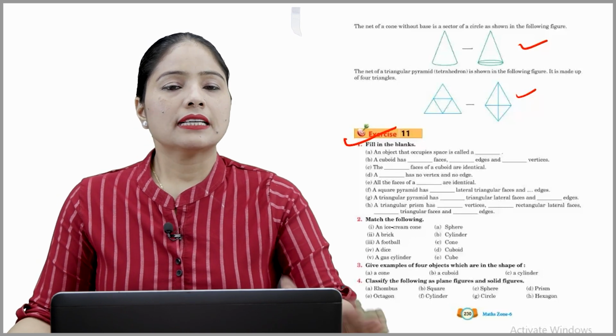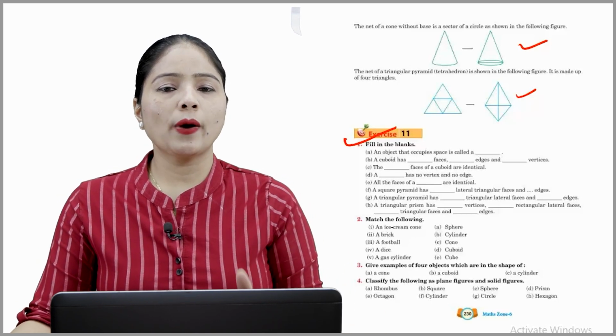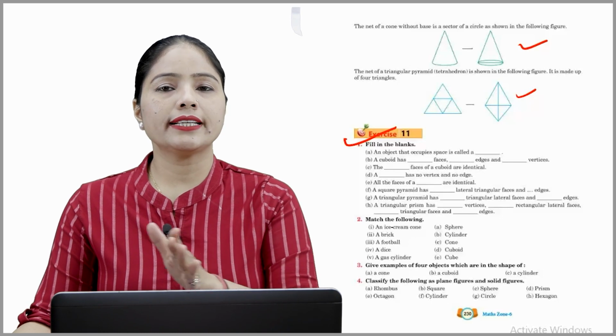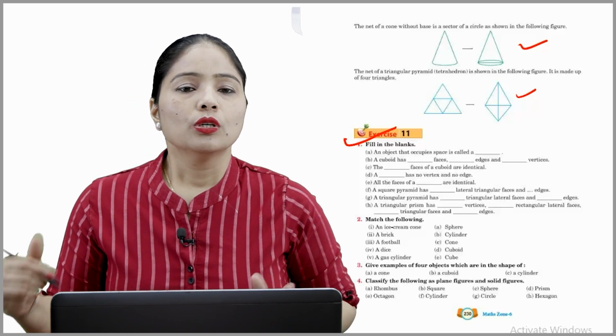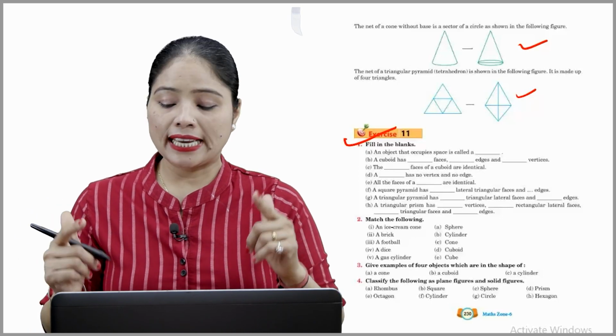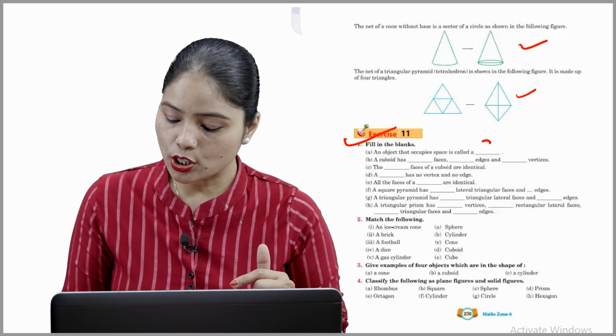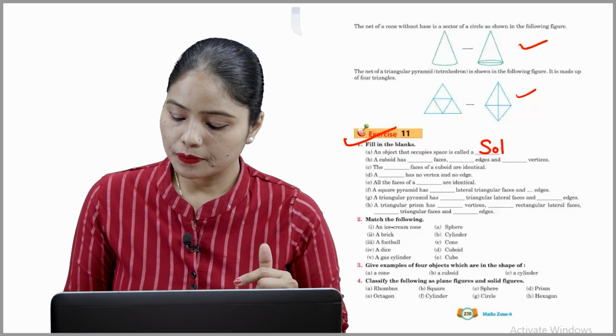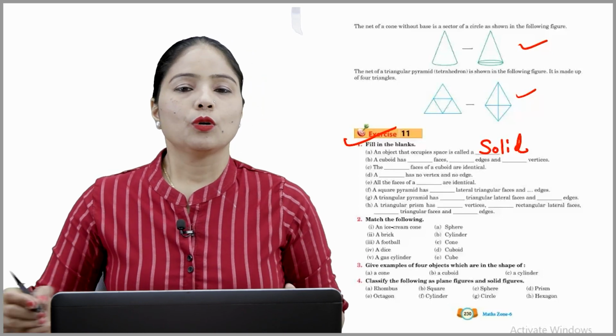Fill in the blanks. An object that occupies space is called a dash. So an object जो occupy करता है space को वो हमारा कहलाता है solid. So write it, solid. Okay बेटा.